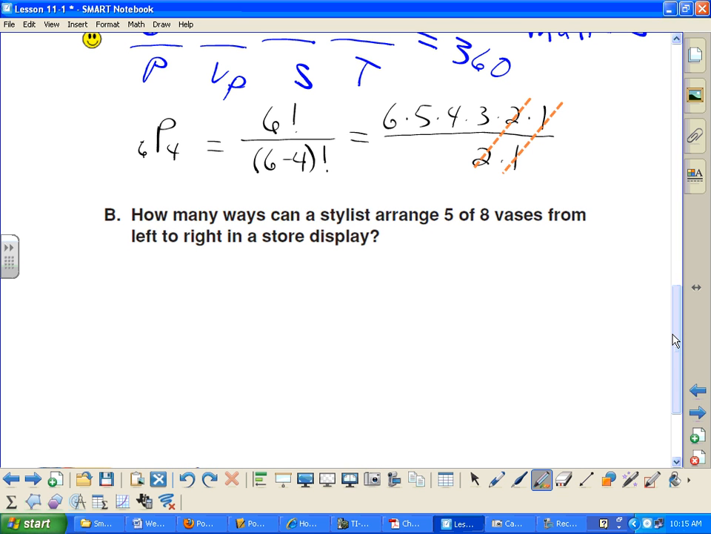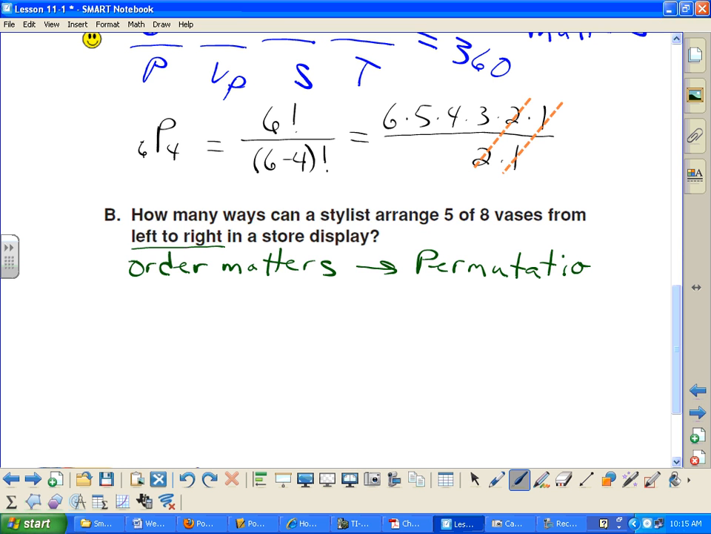So here, letter B, it says, how many ways can a stylist arrange 5 of 8 vases from left to right in a store display? So we're looking at, here's our keywords right here, from left to right. And that means that order is important, or order matters. Because of the left to right, order matters. Which means it's a permutation. Because when we get to combinations, order doesn't matter, so you have to know the difference. So here now, then, I'm going to use the formula.